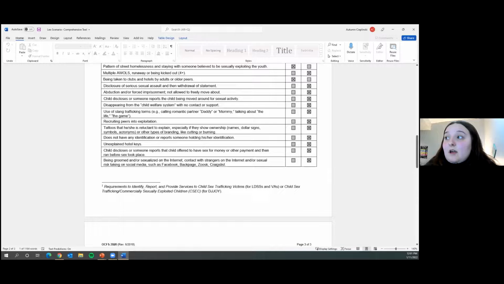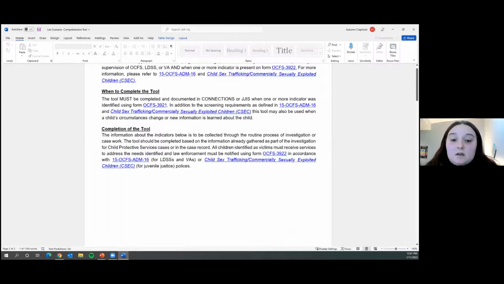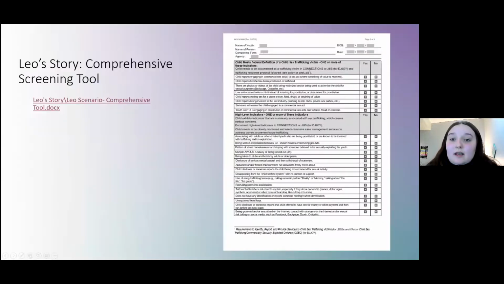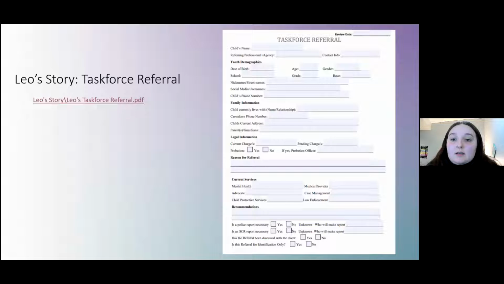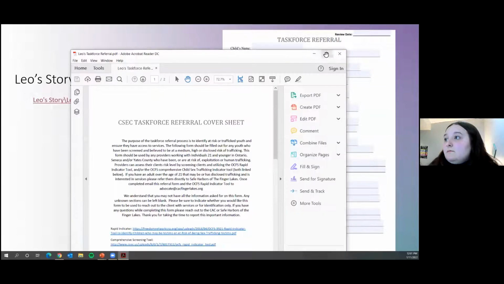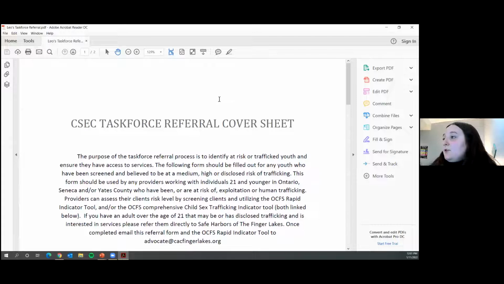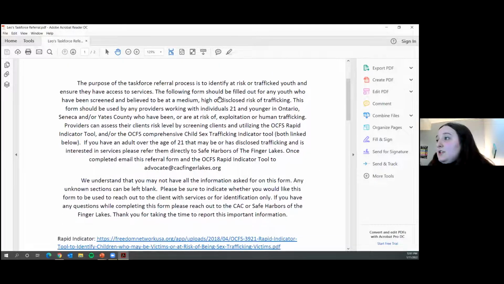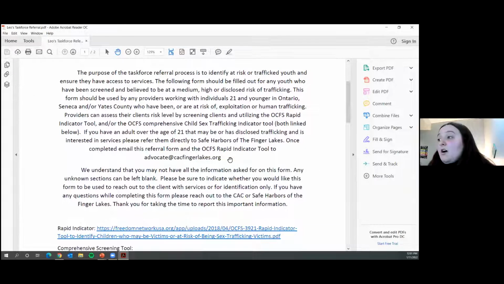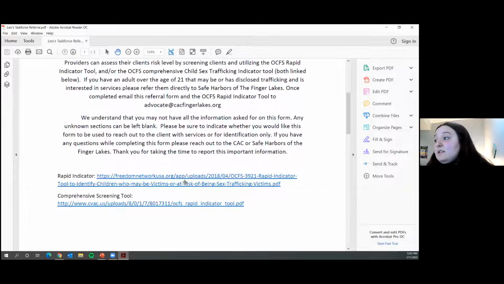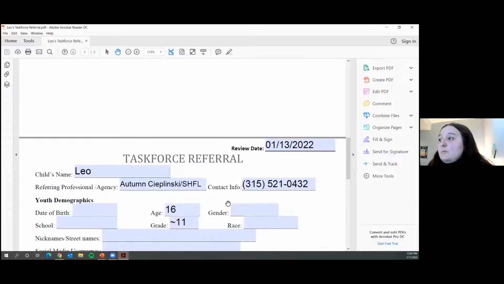And then after that, you will fill out the task force referral. So the task force referral cover sheet goes into the directions. It also tells you the email again, where to submit all of these. And it also does give you links to the comprehensive and rapid indicator if you ever lose those forms.